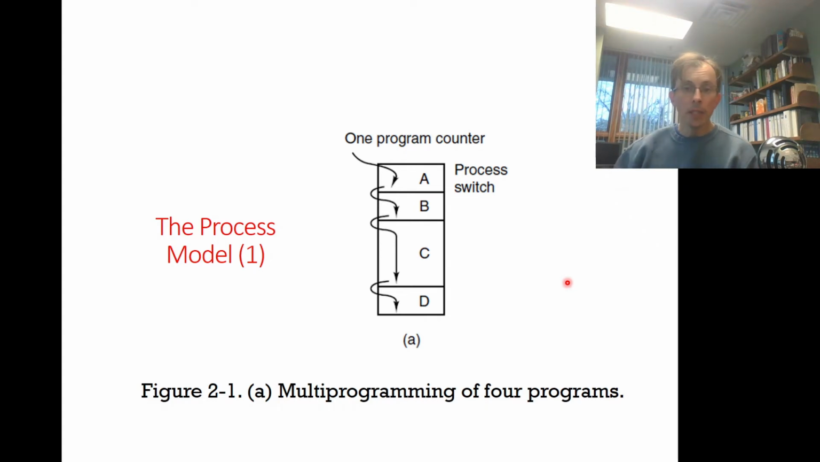All right, and then obviously there's a process model that goes with all this, and that's just describing how the software is organized into a bunch of sequential processes, right? So here's A, it's running, and a process switch occurs, right? There's one program counter. And then B is running through some code, and there's a process switch to C, and then a process switch to D.